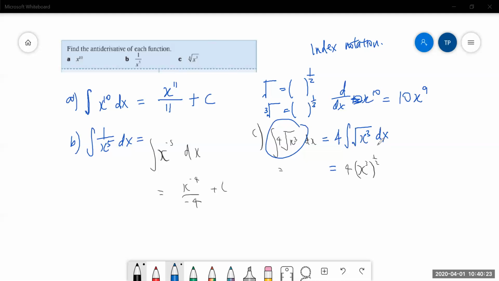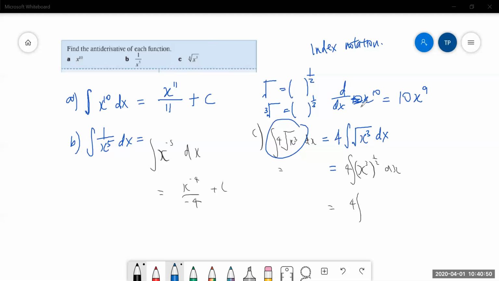Don't forget the integration symbol. Wait, but can you not just do 4x cubed to the power of a half? No, we should always take out the constant. Yes. Okay. So when you integrate it, you just do the x cubed to the half.